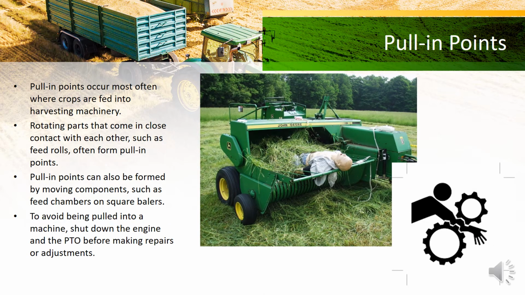Pull-in points. These often occur where crops are fed into harvesting machinery. Rotating parts that come in close contact with each other, such as feed rolls, often form a pull-in point. They can also be formed by moving components such as a feed chamber on square balers. To avoid being pulled into a machine, shut down the machine and the PTO before making repairs.